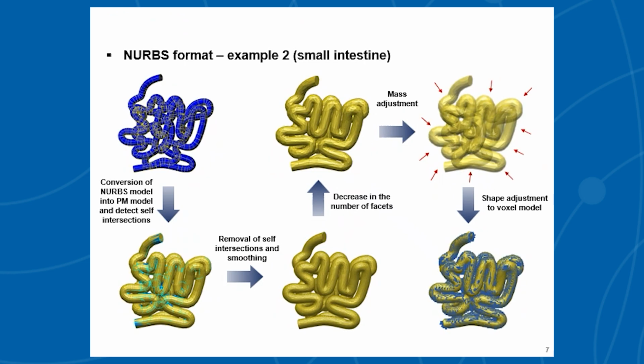Another example is the small intestine. Because of its complex structure, the initial mesh after conversion had significant overlaps and defects, unlike the previous case. So we performed additional processing steps to improve the mesh quality and at the same time eliminate these overlaps and defects. Once that was completed, the remaining steps were carried out in the same way as in the previous case.